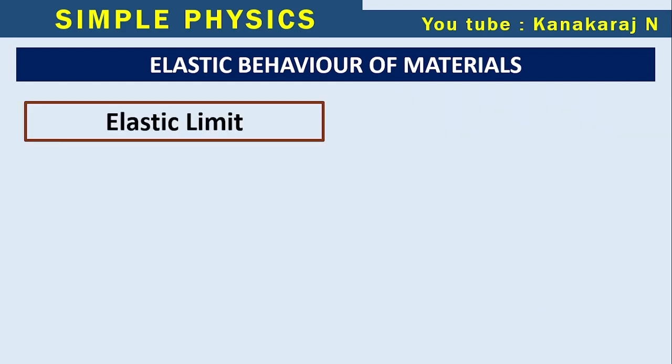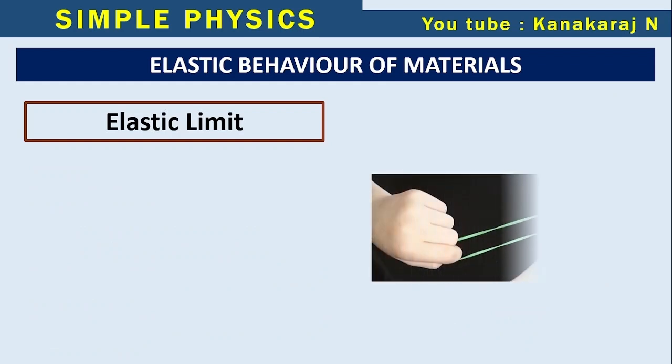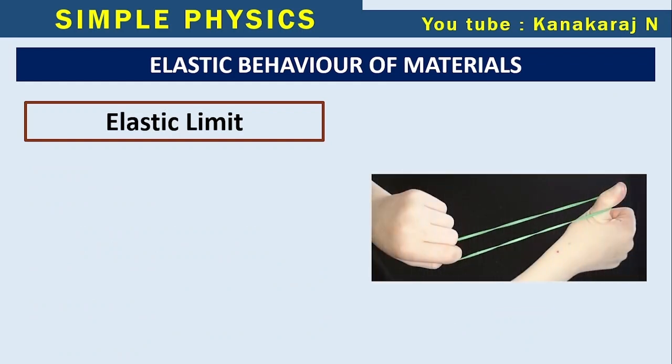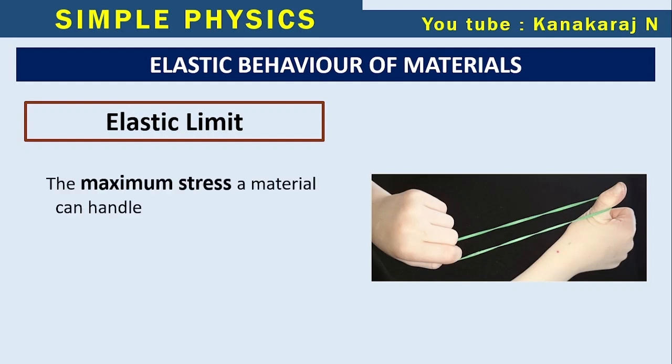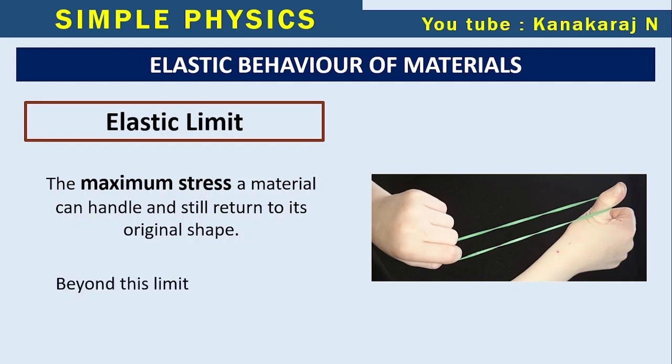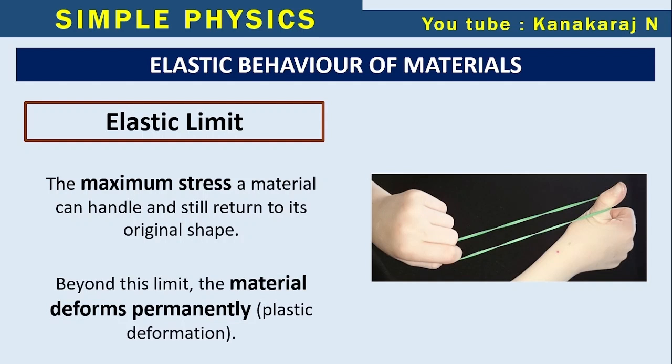Elastic limit. Here you have a rubber band. This rubber band breaks when you give a force greater than a maximum value. The maximum stress a material can handle and still return to its original shape is called the elastic limit. Beyond this limit, the material deforms permanently, plastic deformation.